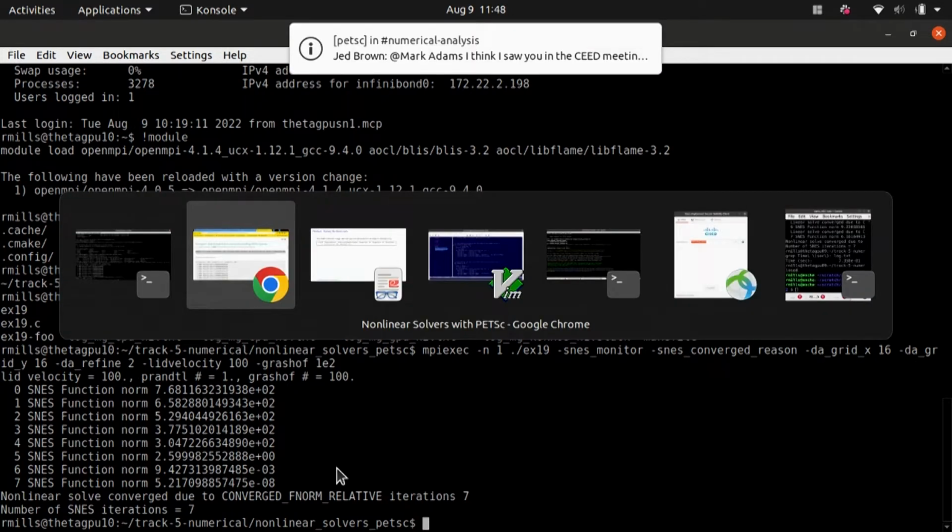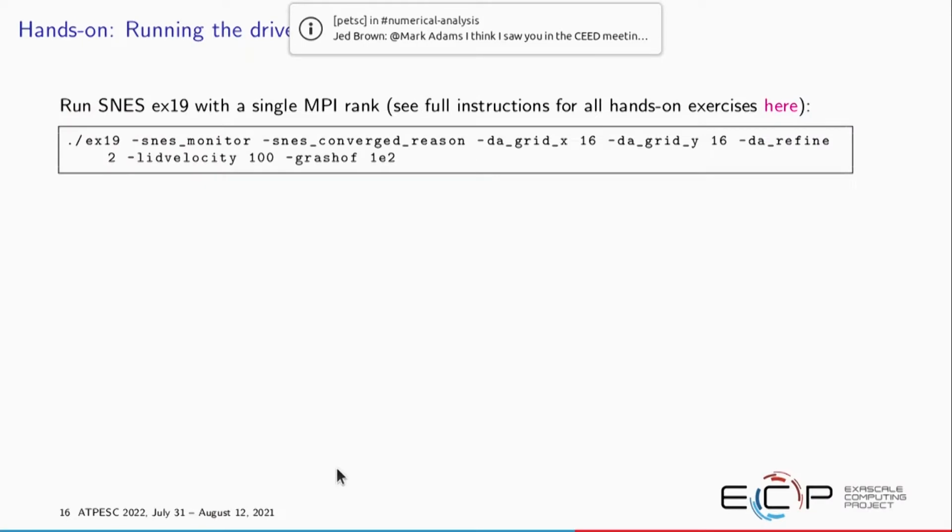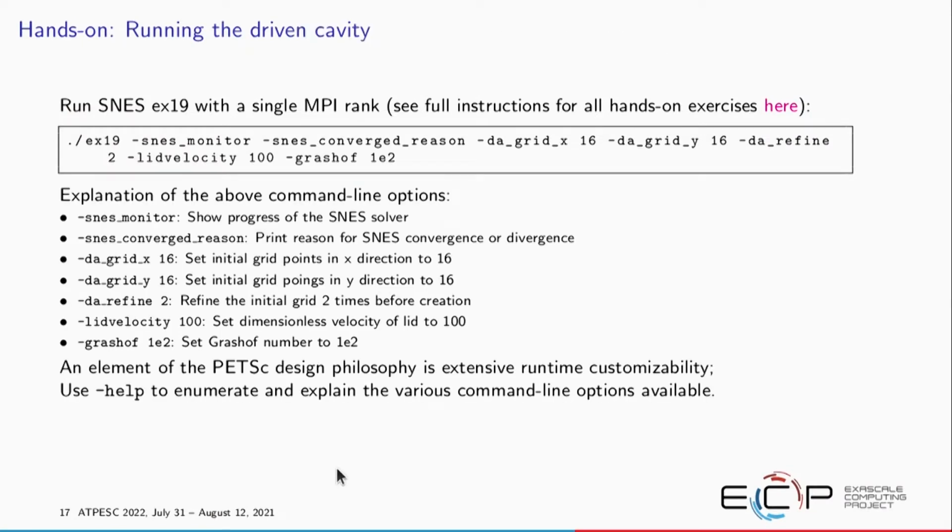And let me switch back to my slides for a second. I have an explanation here of what these command line options are, because we've stuck a lot on here. The SNES monitor says, hey, we want to show the progress of the SNES solver. That's why we're getting those residuals at each step printed out. I also want to be told the reason for when the SNES object converges or diverges, so I've added this.